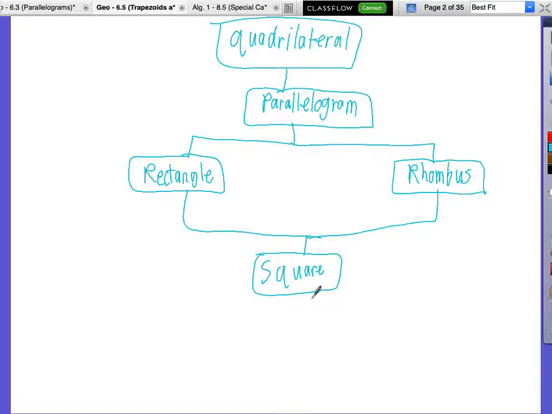Okay, so this little family tree here. Is a rectangle a rhombus? No. When would the only time a rectangle be a rhombus? If it's also a square. The only time a rectangle would ever be a rhombus is if it's actually a square, because then it's both. But otherwise, a rectangle is never a rhombus unless it's a square.